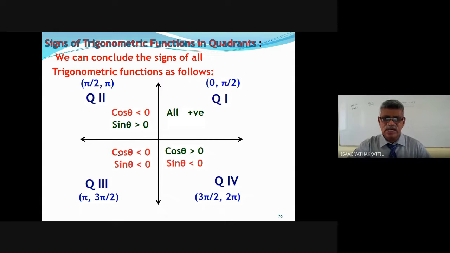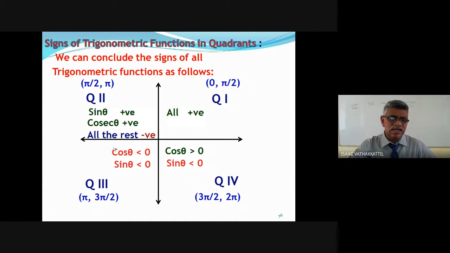Cosec theta, that is the reciprocal of sine theta, is positive. So what we remember is that sine theta and cosec theta are positive, and all the rest are negative in quadrant 2. Quadrant 2: sine and its reciprocal positive.